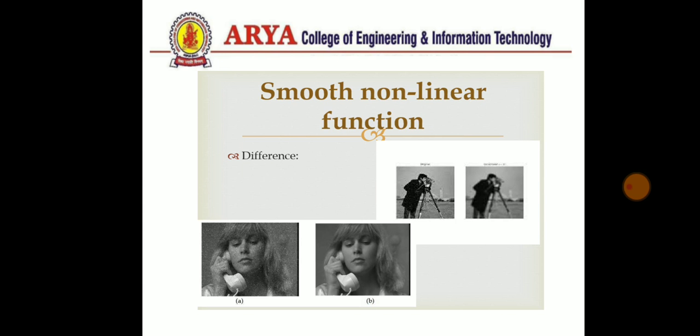So this is the smooth non-linear function output. We can see the difference here. The first one is the cameraman picture, which shows the first part, the piecewise linear function. In the piecewise linear function, the complete image is partitioned into some parts, each part is operated on individually, and the output is there. In the second image, of a lady talking on a telephone, we have performed smooth non-linear functioning, and in these two outputs we can see the difference.